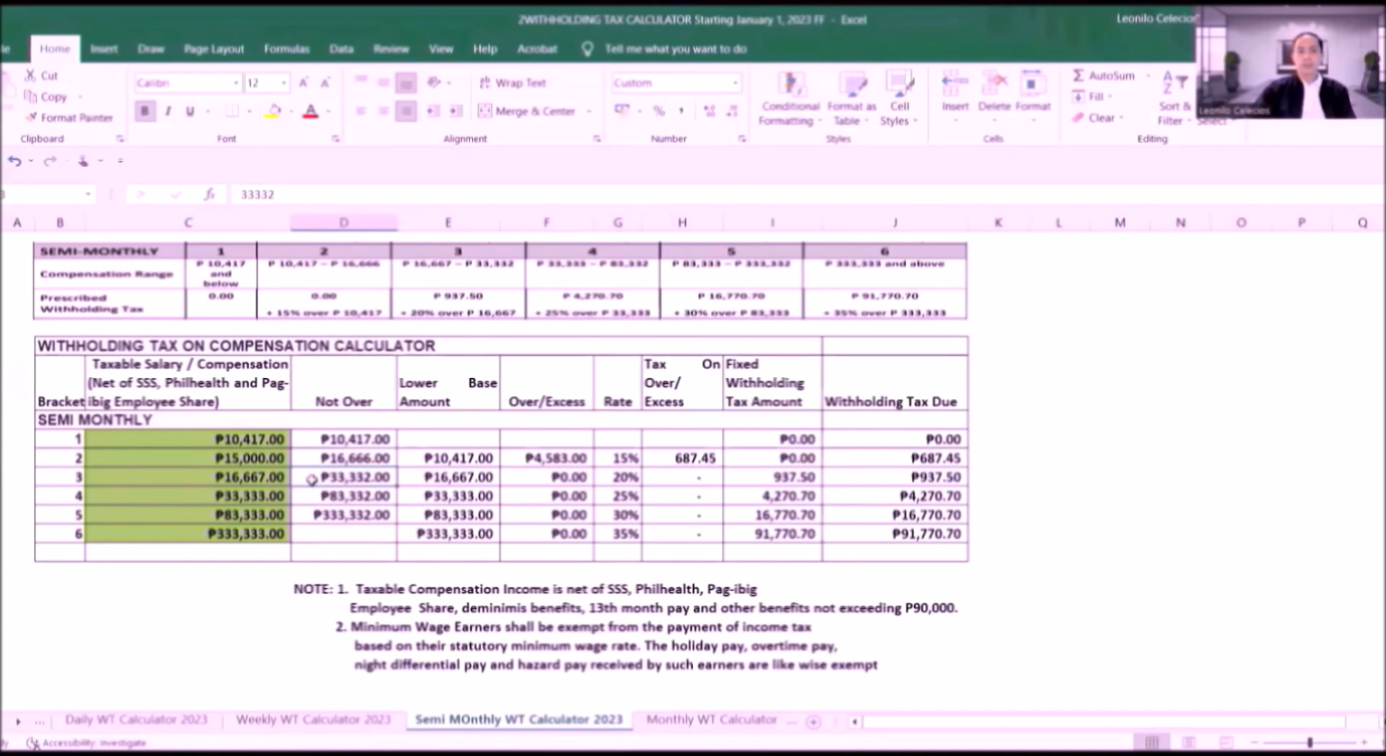So dito sa next bracket is 16,667 hanggang 33,332. So kapag 16,667 eksakto yung semi-monthly salary mo, so 937.50 yung withholding tax. Pero kung nasa 30,000 sweldo mo semi-monthly, so ang withholding tax mo is 3,604.10. So dito naman sa bracket number 4, kapag meron kang semi-monthly salary na 50,000, so dito ka sa bracket na to.